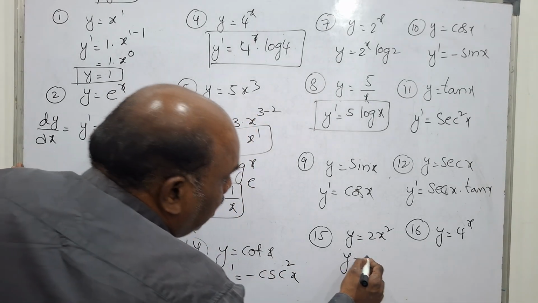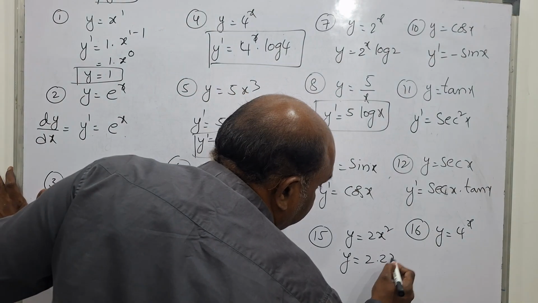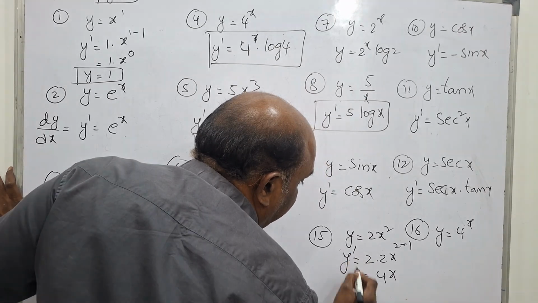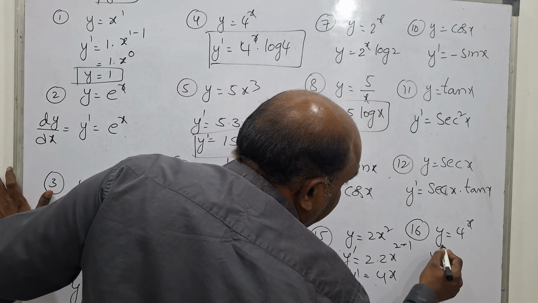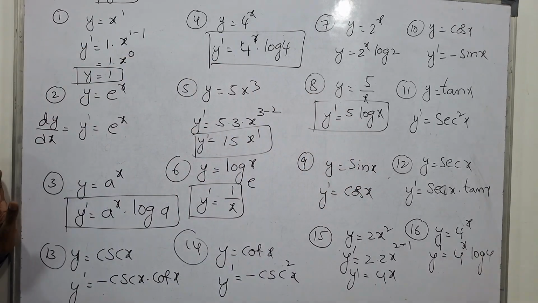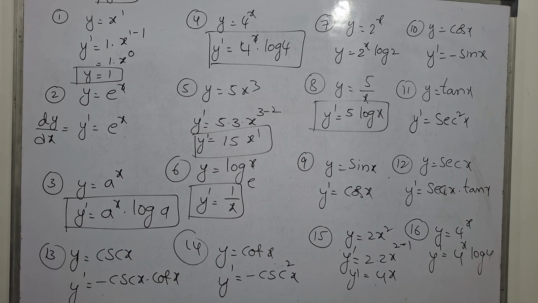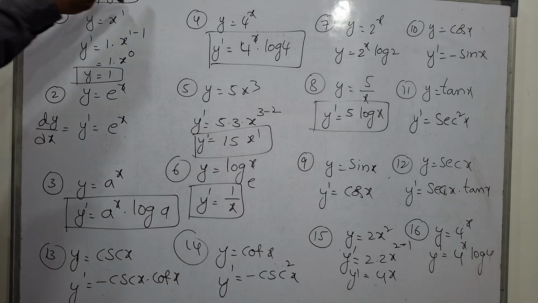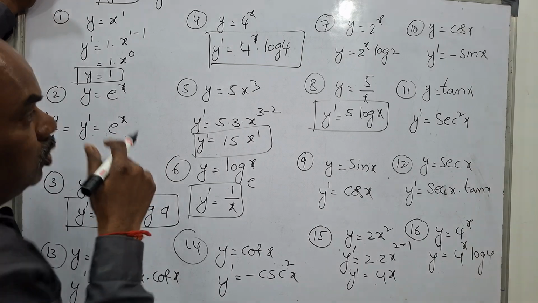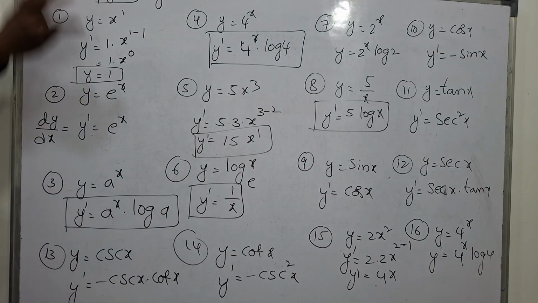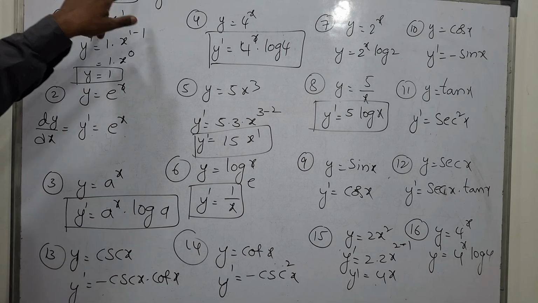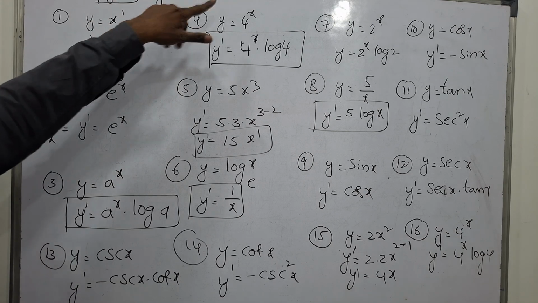Now it is in the form of constant into x power n, into x power n minus 1. So 4 into x power 1, that means 4x. Y dash is equal to 4x. This is y dash equal to a power x into log a: 4 power x into log 4. These are the differentiation of various functions. Very important, beta. Y equal to x power n, y dash is equal to n into x power n minus 1. You have to identify which form it is in. E power x differentiation is e power x, a power x into log a. Variable power constant: n into x power n minus 1.